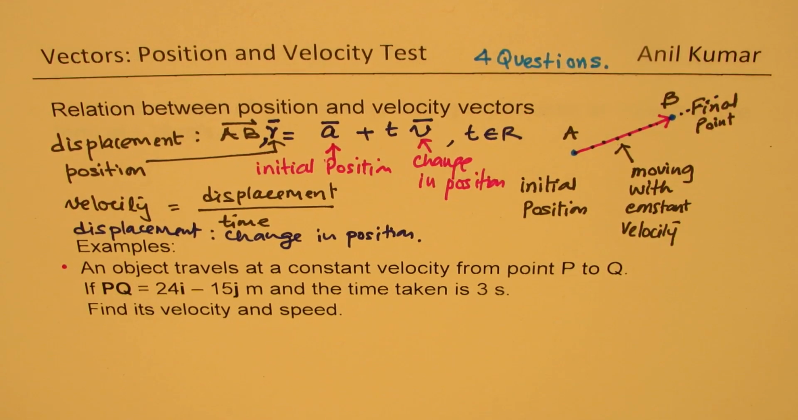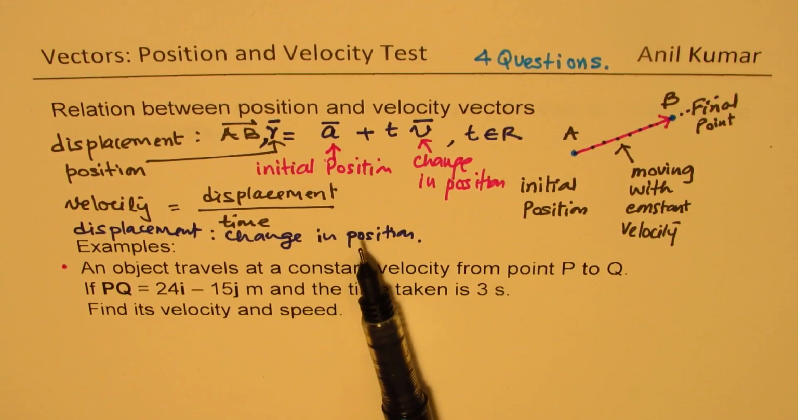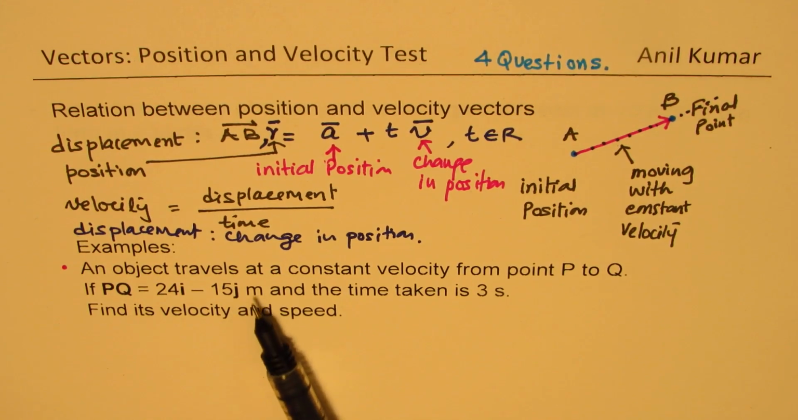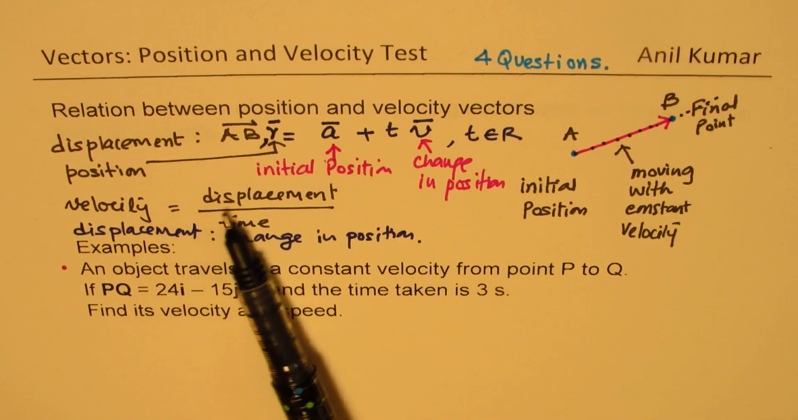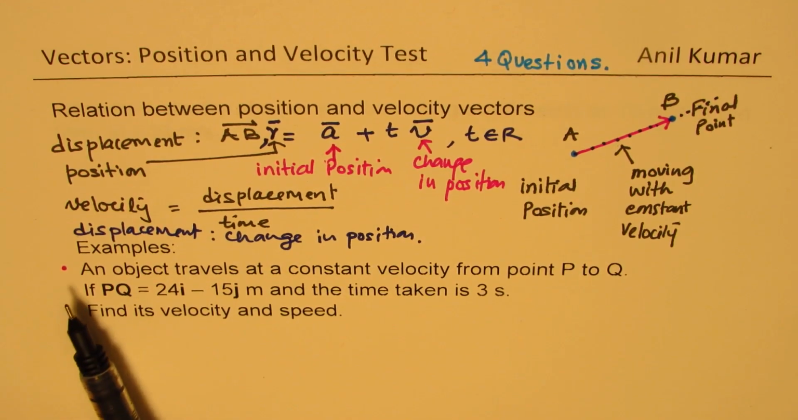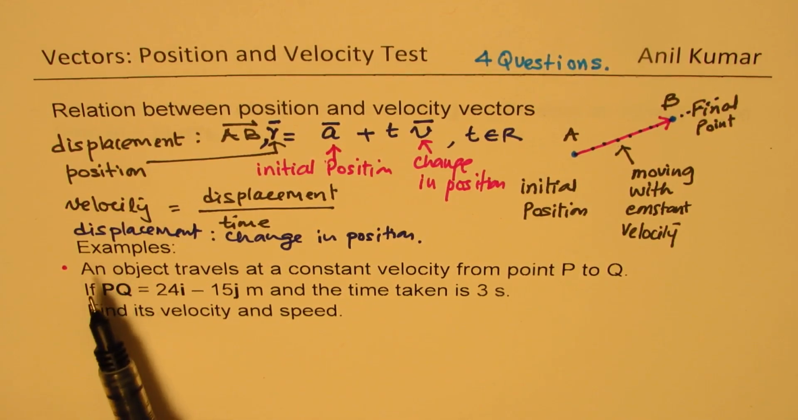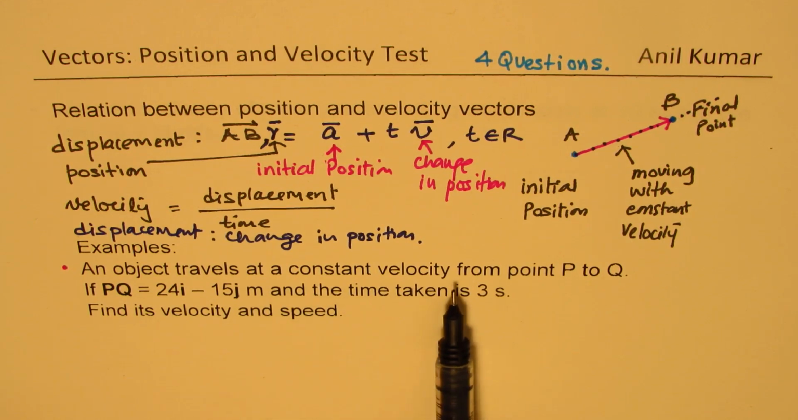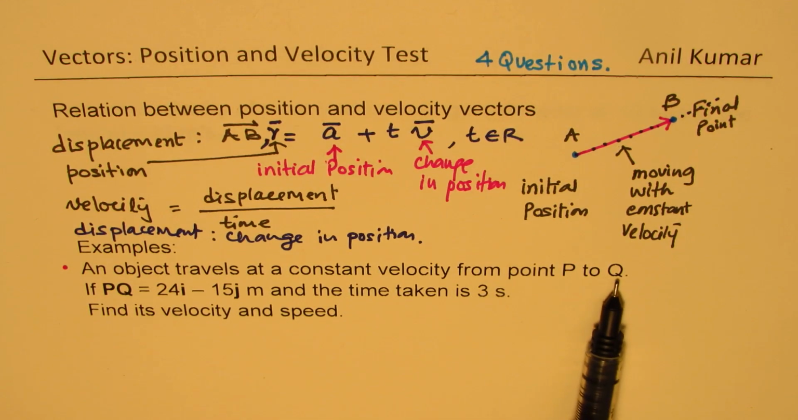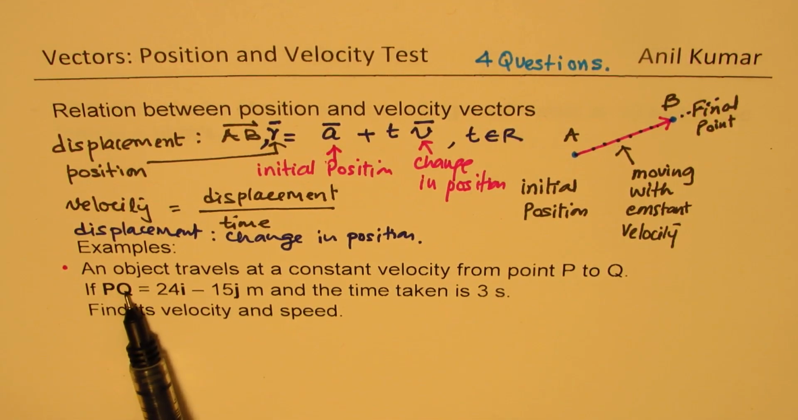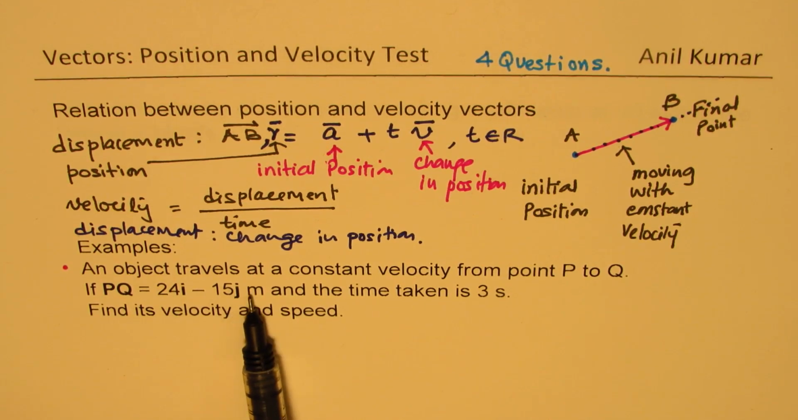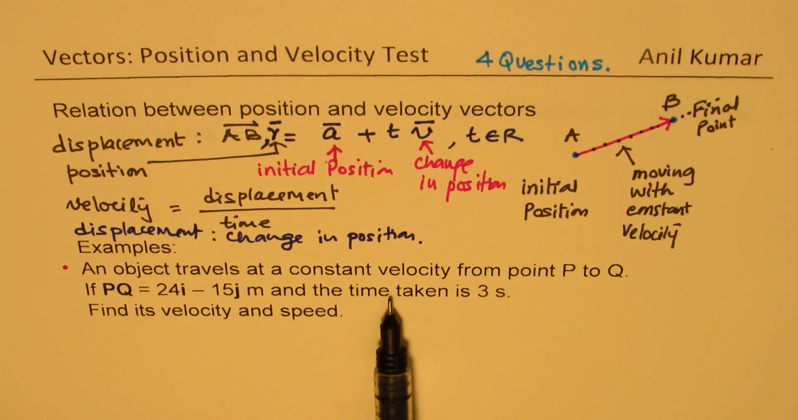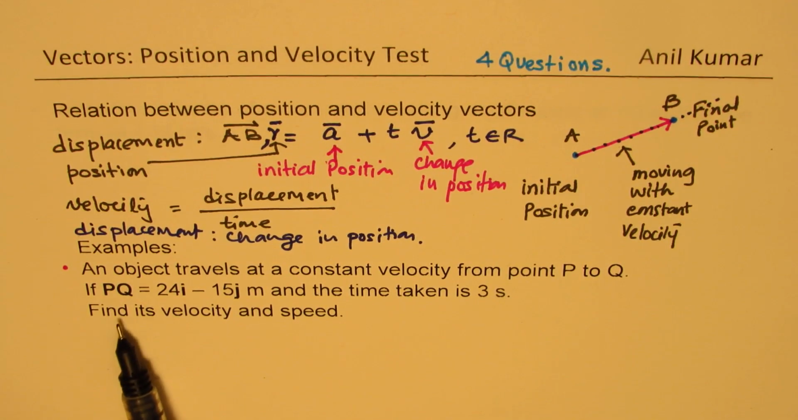Perfect? Okay. Now with that simple concept, we'll actually take 4 questions. So our interest is to understand how to solve these questions. But I hope the concept is clear. Question number 1 here is, an object travels at a constant speed from point P to Q. If PQ is 24i minus 15j in meters, and the time is 3 seconds, find its velocity and speed, right?